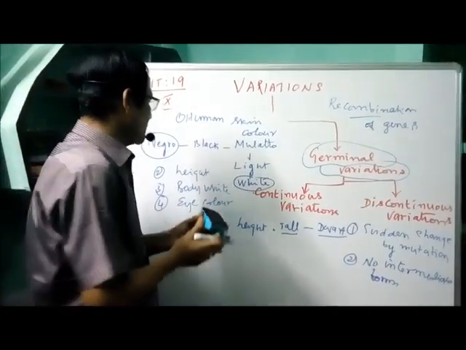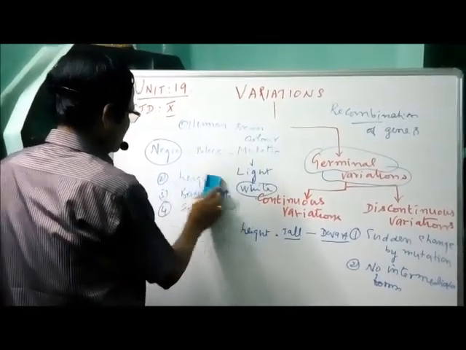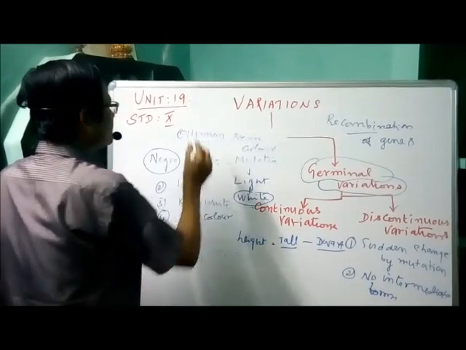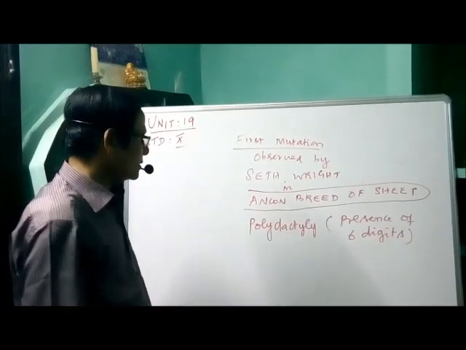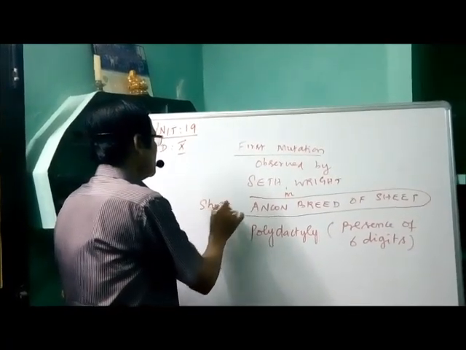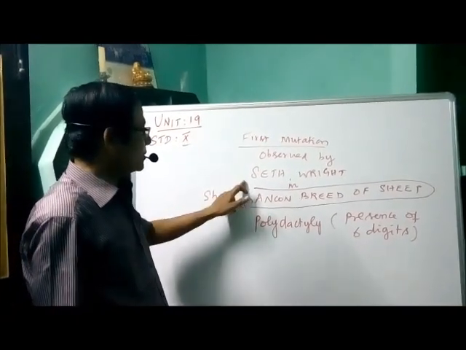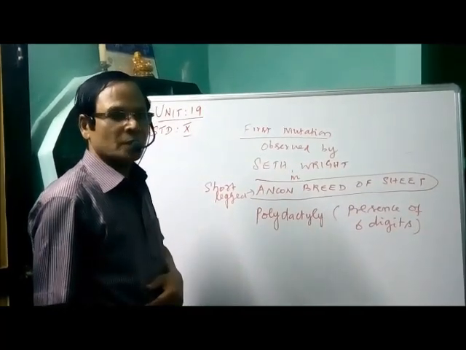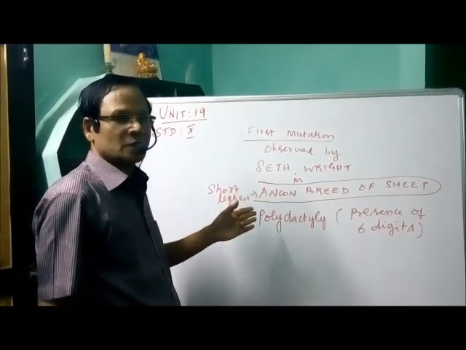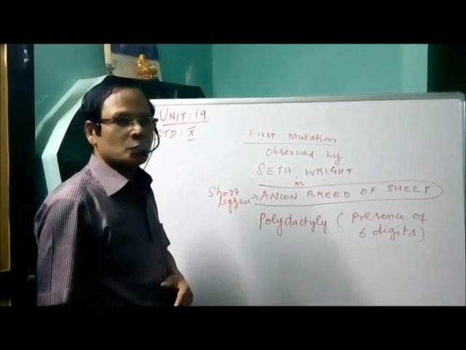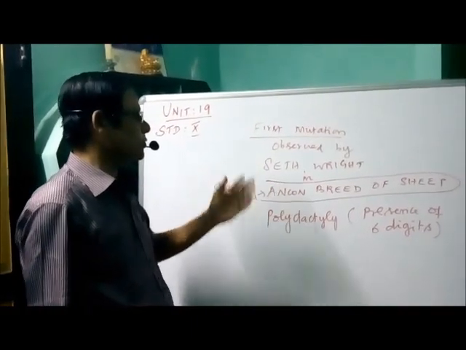Now the best example, the first mutation was observed by Seyfried. The example for discontinuous variation is short-legged Ancon sheep. It was observed by the scientist Seyfried. Now it is an example for discontinuous variation. All of a sudden, in one generation, this breed produced short-legged lambs. So this is an example for mutation and also discontinuous variation.